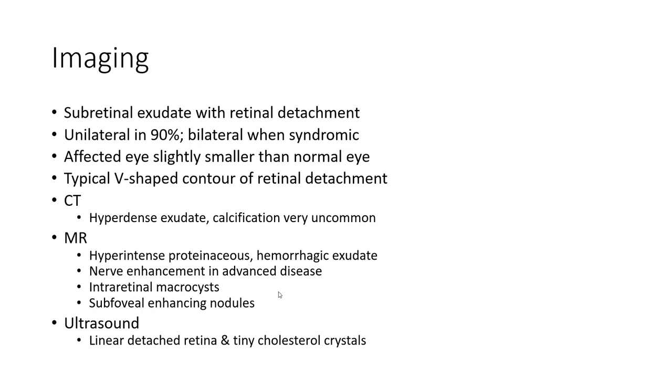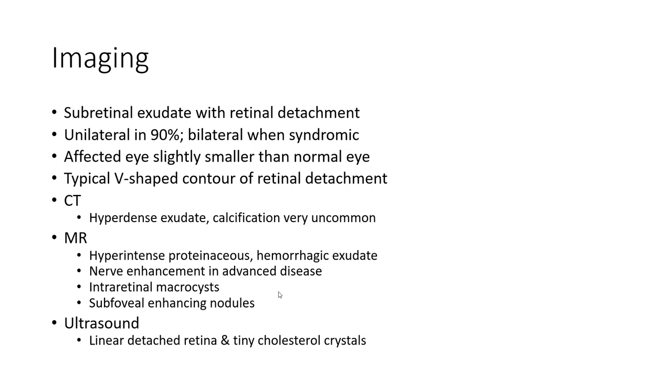Imaging. We will show subretinal exudate with retinal detachment. Unilateral in 90%, bilateral when syndromic. The affected eye is slightly smaller than the normal eye. Typical V-shaped contour of the retinal detachment.